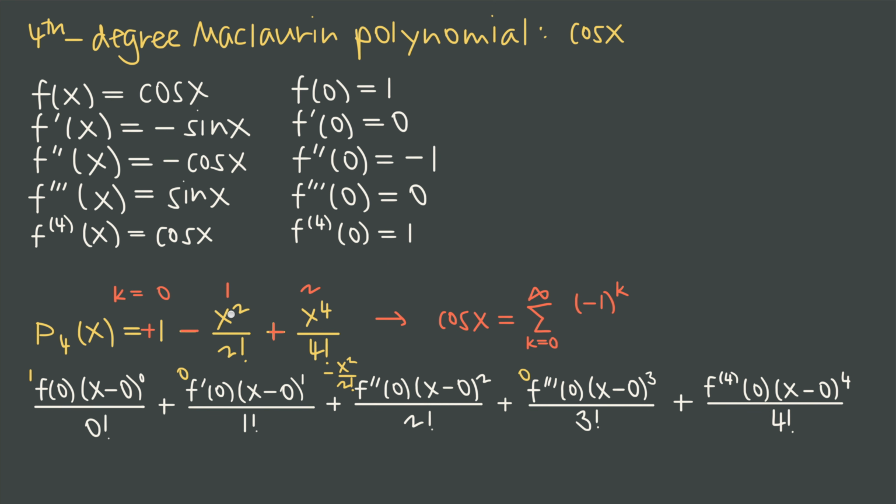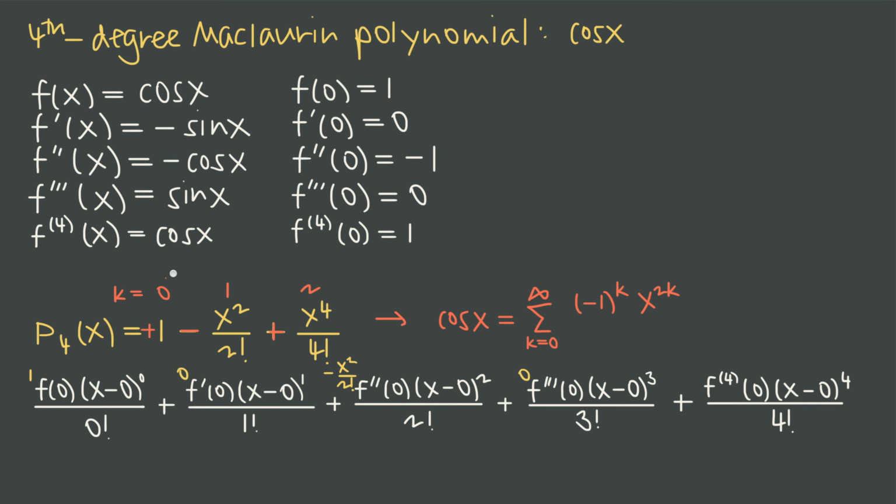Then we notice that in our numerators, we have x to the 0, x to the 2, x to the 4 for k equals 0, 1, and 2, which means the way to take care of that x power is with x to the 2k. 2 times 1 gives us 2, 2 times 2 gives us 4, so x to the 2k. Same thing in the denominator.